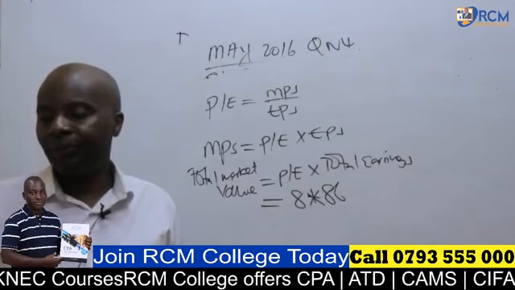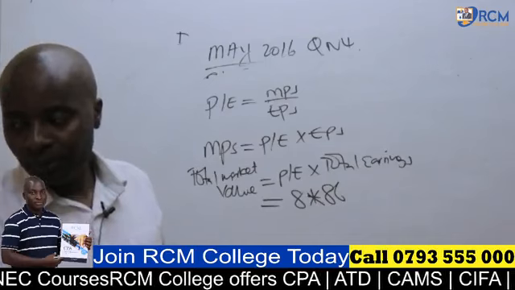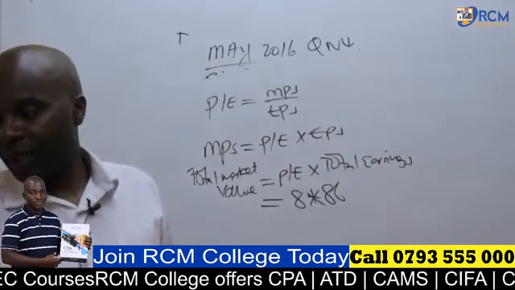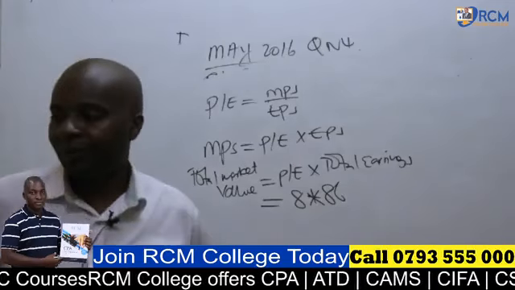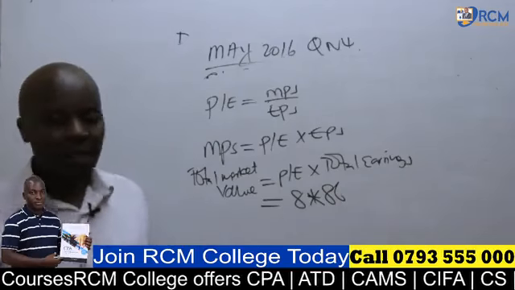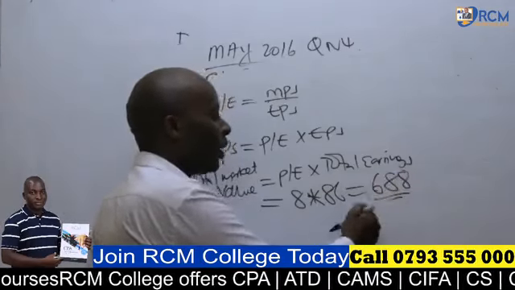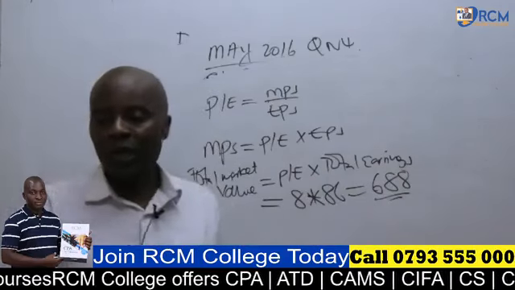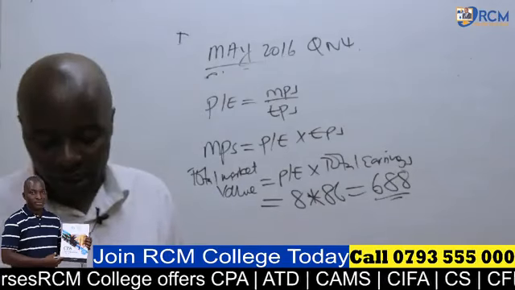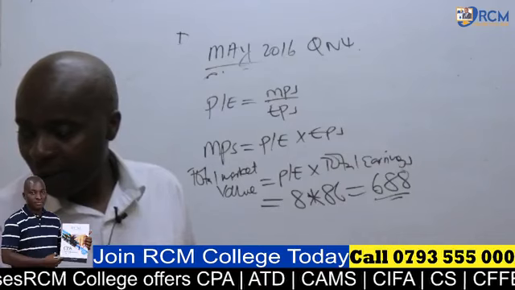Somebody. So 8 times 86, that gives us how much? Somebody? 688. Now, I would want to know whether all of us are comfortable in terms of corporate valuation using the PE ratio. Are we now okay? Especially the students who said they are a little bit iffy on this area.